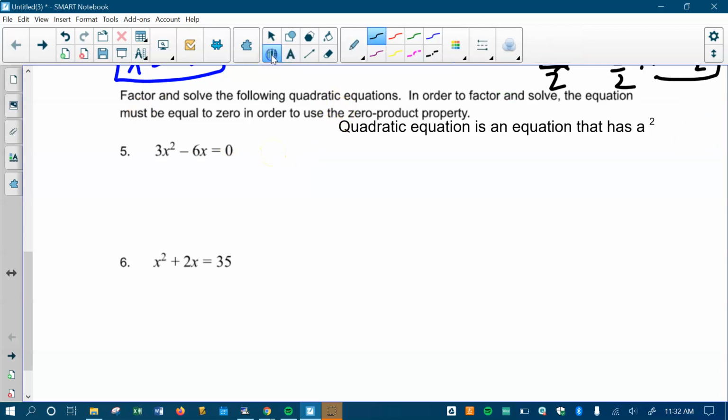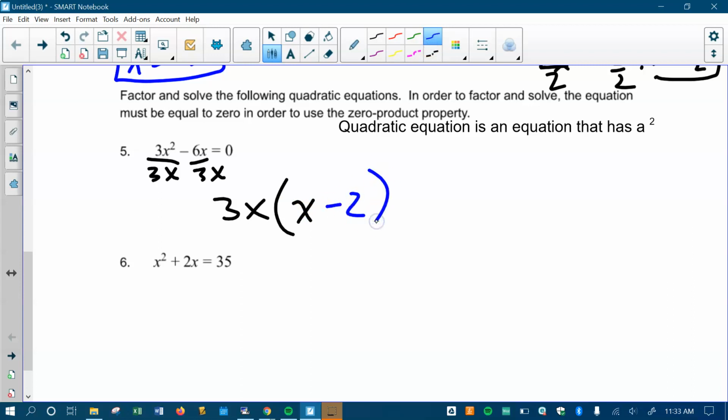So in number 5 and number 6, I'm going to have you pause and try it on your own. But number 5, 3x squared minus 6x equals 0. I can take a GCF out on both of these of a 3x. Remember that 3x comes on the outside of the parentheses. And 3x squared divided by 3x is just 1x. Negative 6x divided by 3x is going to be a negative 2. And on the other side equals 0.